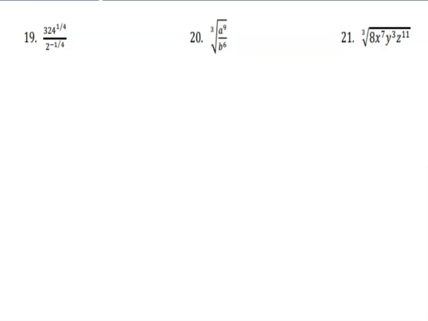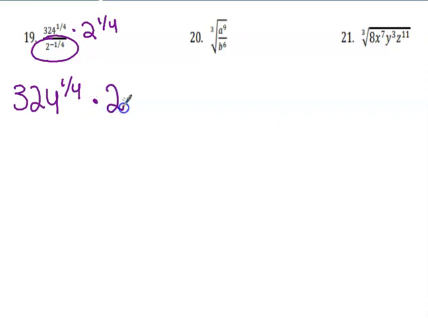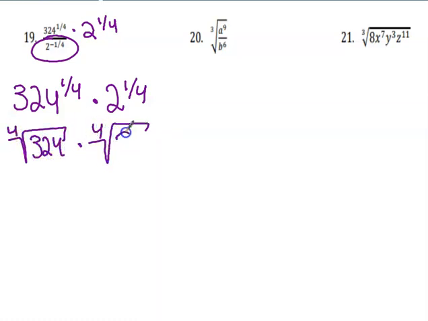All right, so I have 324 to the 1/4 and 2 to the negative 1/4. Big indicator. So I have 2 to the negative 1/4. We need to bring that to the numerator to make it positive. So now I have 324 to the 1/4 times 2 to the 1/4. Well, we can make them both go into the radical: 4th root of 324 times 4th root of 2.